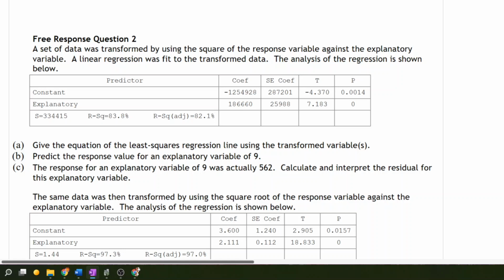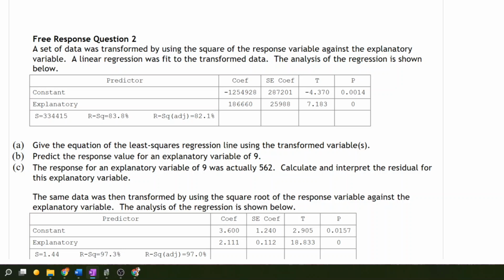Hey everyone, this is going to be our final video here on the Chapter 12 practice test. And this last free response question, number 2, is going to be about transformations to achieve linearity. So let's get started on this.